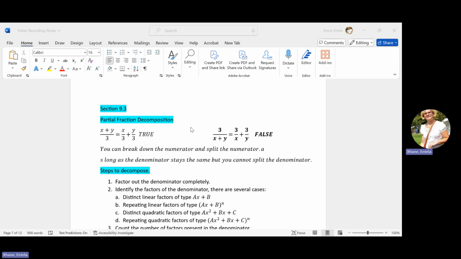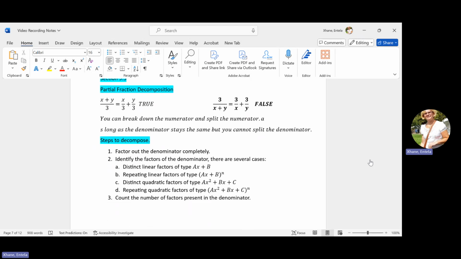So we do have a process that is known as partial fraction decomposition. And these are some famous steps that we use to decompose fractions. So remember, the key element is creating a product in the denominator. And the product, or the multiplication, can only be created by factoring the denominator. That's a key element in the process of decomposing the fraction. So we always start off by factoring the denominator completely. Once you factor, you are going to identify the factors of the denominator. And there are several possible cases.